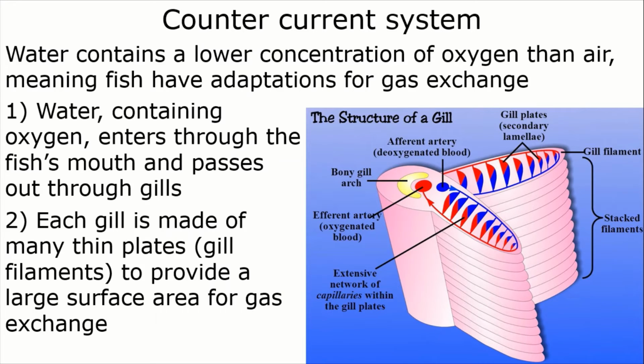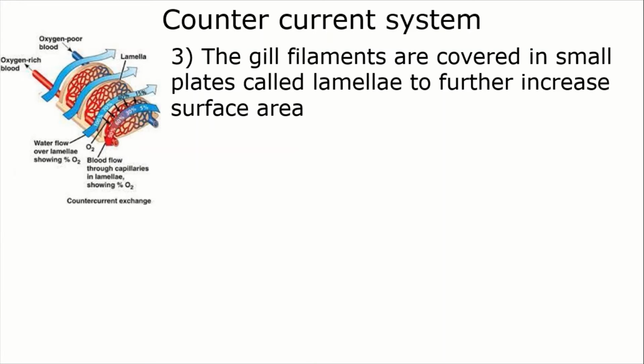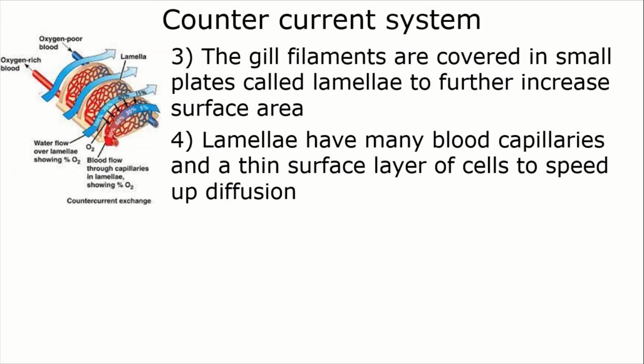So as we've said, each gill has these thin plates, these gill filaments, which we've already talked about, which provide this large surface area for gas exchange. And sticking up from the gill filaments are these small plates called gill plates or lamellae, and this gives a further increase to the surface area. And these lamellae have many blood capillaries. They're essentially just a bundle of blood capillaries, and they have a very thin surface layer, and this speeds up diffusion.